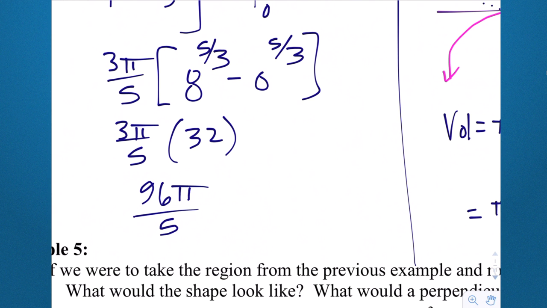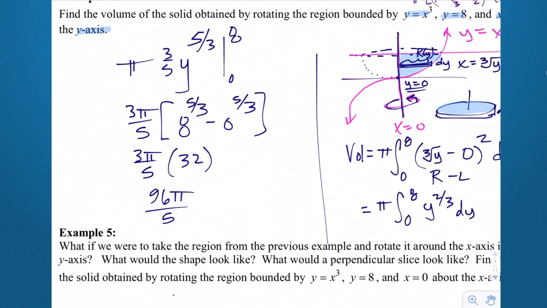It's a positive number, cubic units. You don't have to put cubic units, but it is a three-dimensional volume. Nice. So it doesn't matter now if the axis is vertical or horizontal, if it's the x-axis or the y-axis or some other axis that's a line. Right now we have to slice it perpendicular to the axis.